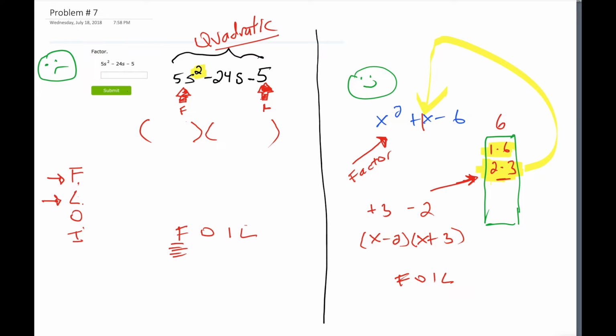All right, so how do we get our first? Okay, so no, you're going to go 5s. You're going to have 5s.